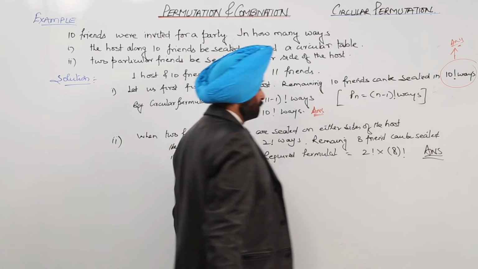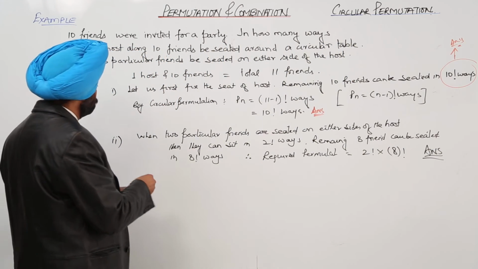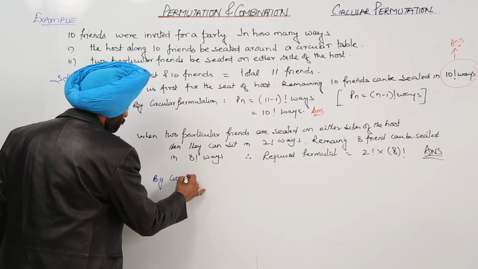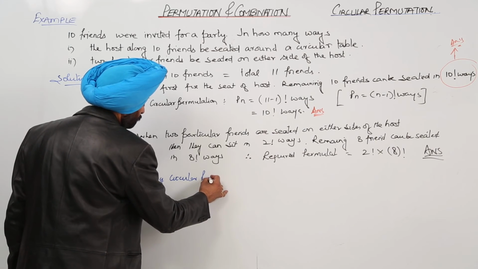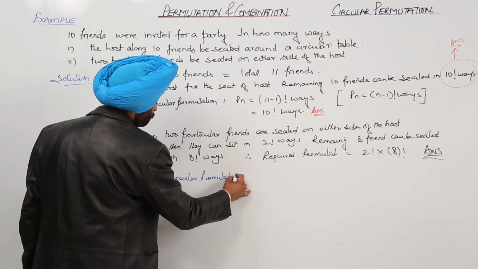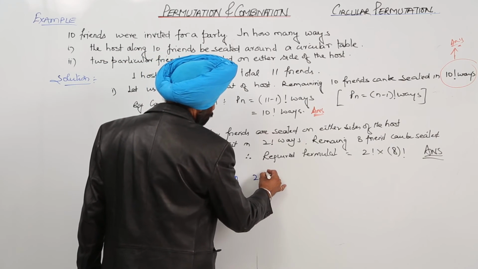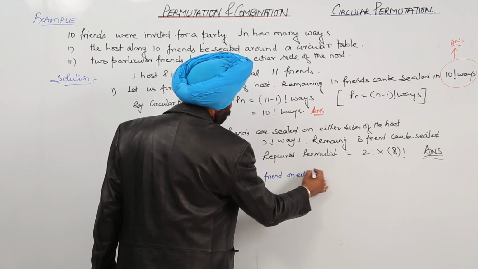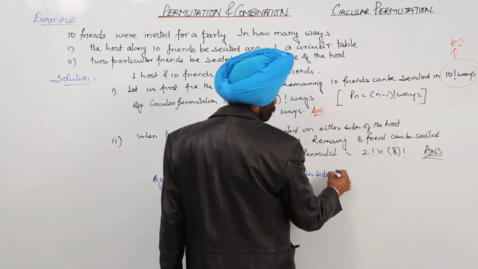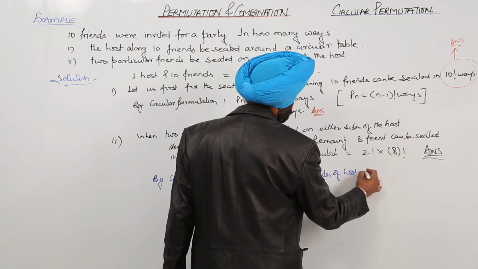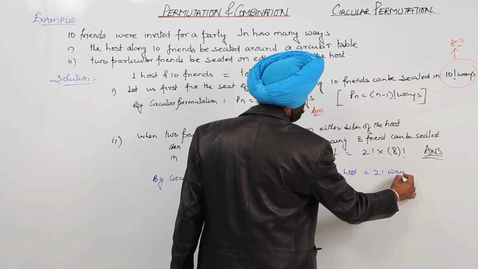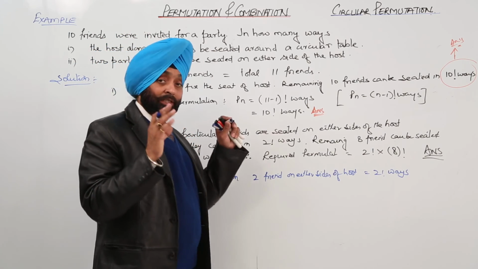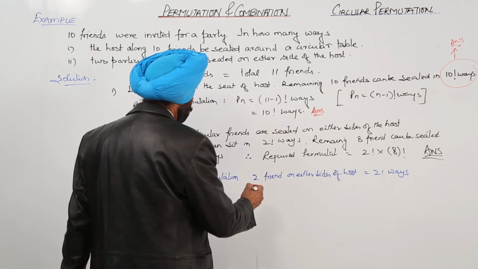Now the second option, what do we have? Now doing it directly by circular permutation, two friends on either side of the host, that is 2 factorial ways. One thing, the host has not been counted yet; just imagine that two friends are sitting on either side of the host.